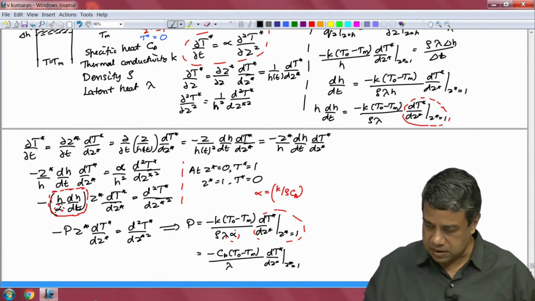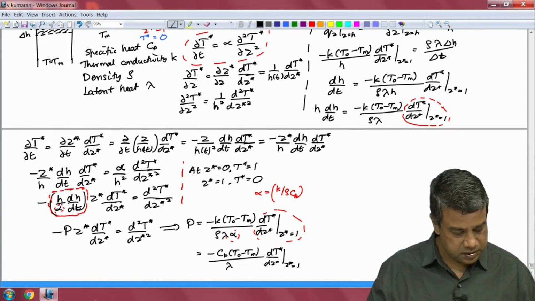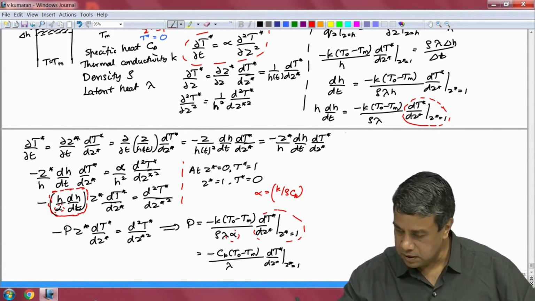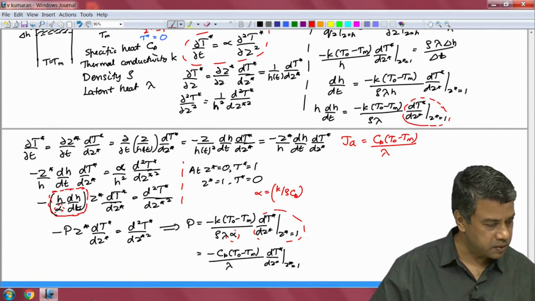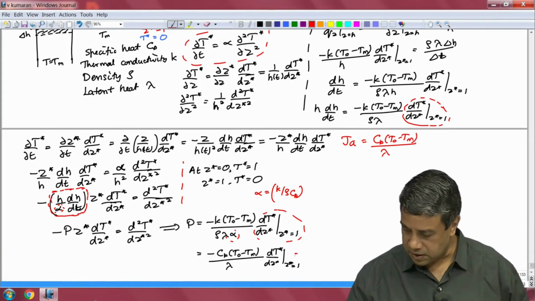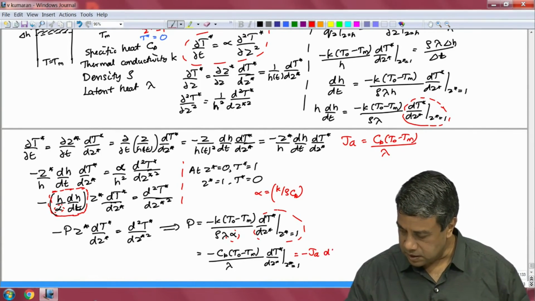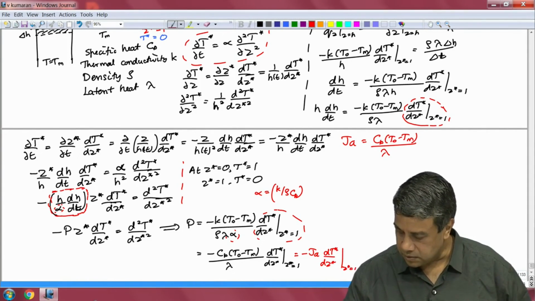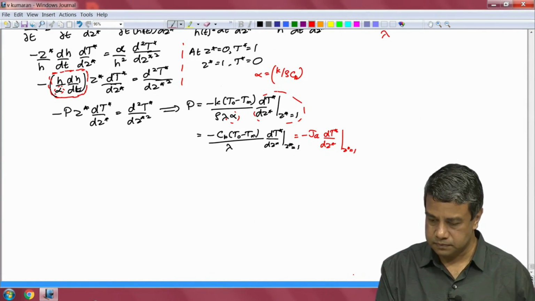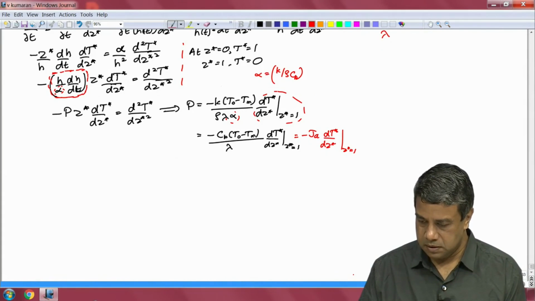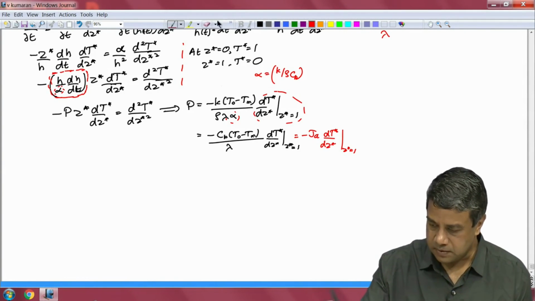and this thing is what is called the Jacob number. This thing is referred to as the Jacob number, JA is equal to Cp into T naught minus Tm by lambda. That is a dimensionless group. So, I can write this as minus JA times dT star by dz star at z star is equal to 1. So, that is the final expression. So, I have to solve this equation.